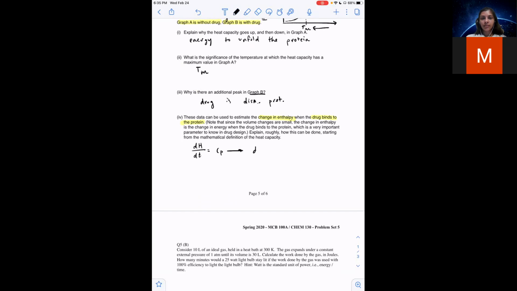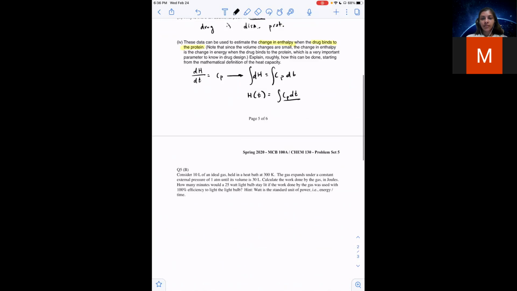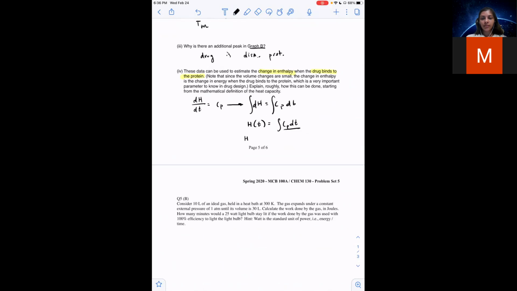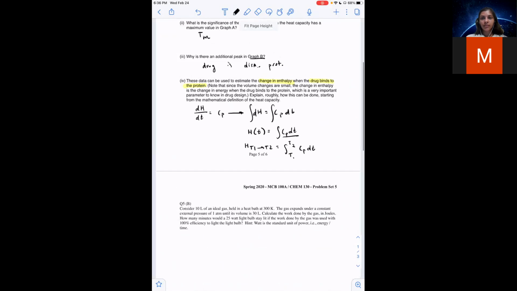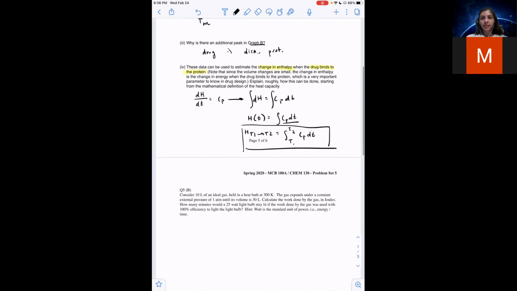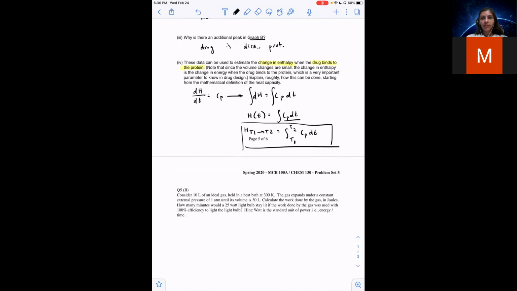So we use separation of variables, dH equals Cp dT, integrate both sides, and we get H of T is equal to the integral of Cp dT, specific heat with respect to temperature. And then we can use the fundamental theorem of calculus to get delta H from T1 to T2 is equal to the integral from T1 to T2 of the specific heat. All right, cool. So this is how you would do it. And then you could plug in your values for T1 and T2. That's supposed to be a 1 down there. And you'd be able to calculate that.